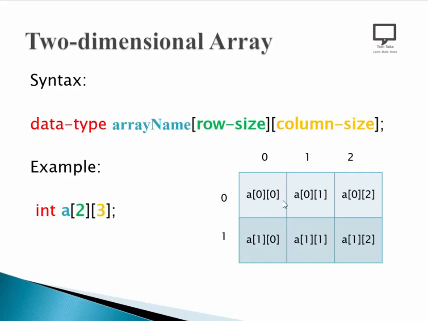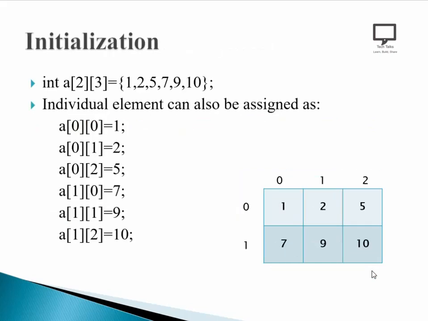Here you can see the position of each cell. This element is present at the 0th row and 0th column, hence its index position is 0, 0. This element is at the 0th row and 1st column, hence the row subscript is 0 and the column subscript is 1. Let's take this as an example: this belongs to row 1, hence the row subscript is 1, and it belongs to column 2, hence the column subscript is 2. In this way, we can access any element in the 2D array.